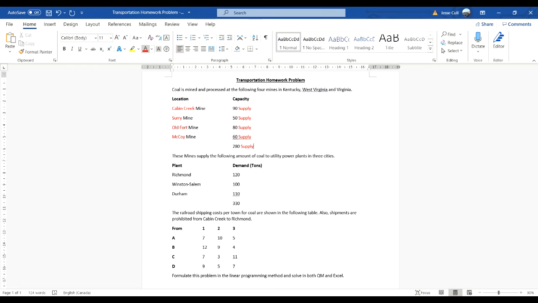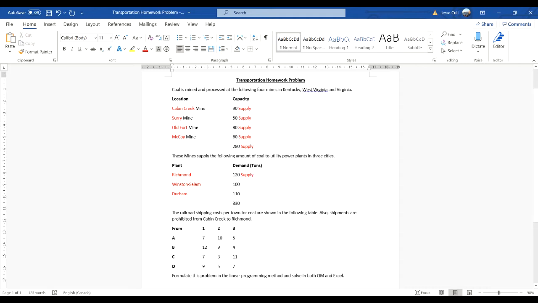Now, we also go down here. These mines supply the following amount of coal to utility power plants in 3 cities: Richmond, Winston-Salem, and Durham. These cities are the key. So our demand, similar, and this represents our supply. So now we see that the information is starting to come together.